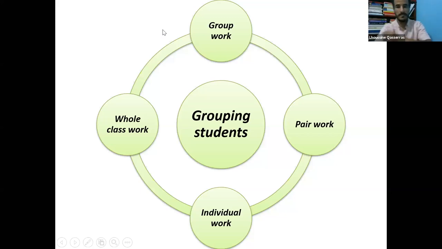Please start again. I hope you enjoyed your break. Okay, so we were talking about classroom management, and it's very important to manage the class, to organize or to group students. And there are different types. We talked about group work, pair work, individual work, and whole class work. All right.